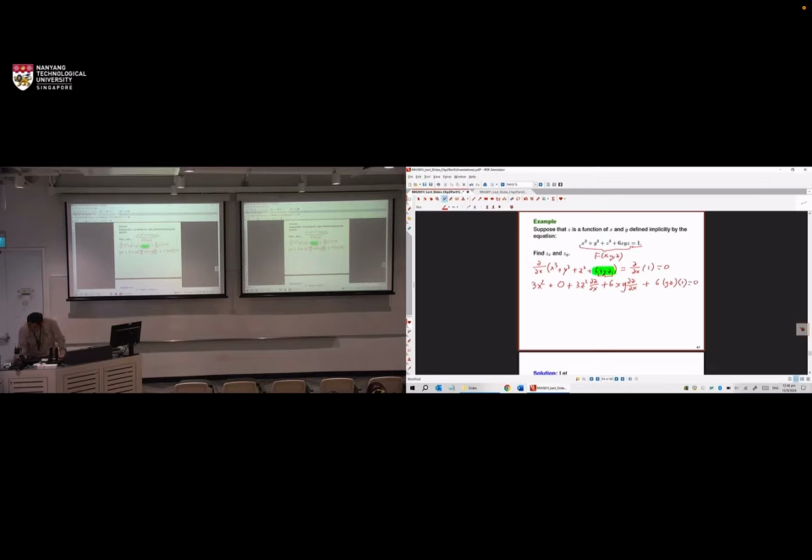This kind of thing you must do quickly. If you don't do it quickly together in a line, you lose your train of thought. Just now I was writing and talking, wow, it's not easy. Basically product rule. And then you just simplify: 3x squared plus 3z squared del z del x, plus 6xy del z del x, plus 6yz equal to 0.